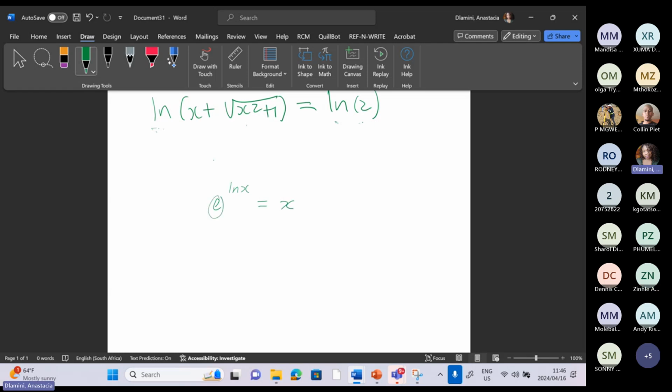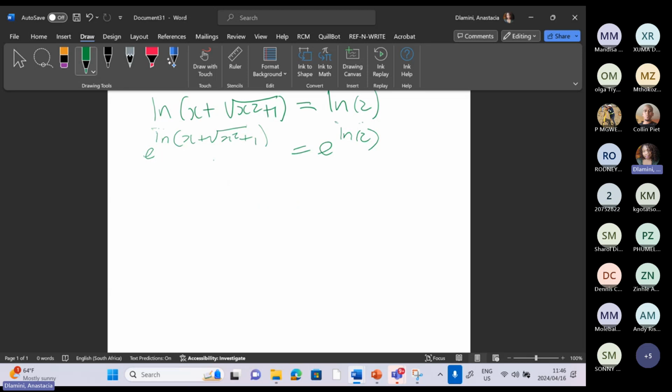Yes. Because we know that this is a function and this is the inverse. The composition of the two gives us x. Meaning here we have to say e to the power of ln of x plus square root of x squared plus 1 equals e to the power of ln of 2. Are we all together now? Yes, ma'am. Good.